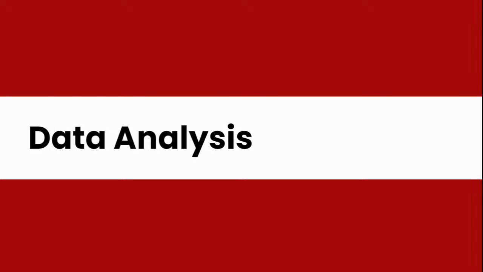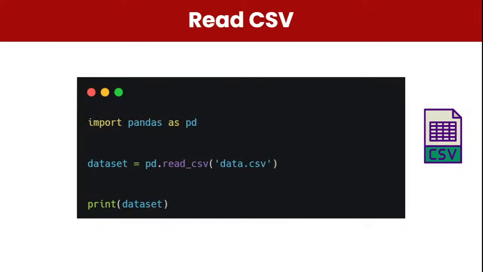First we start with some data analysis provided by pandas. The first step is to load your data. You can do this with pd.read_csv, an option for reading a CSV file. If you pass the path of your CSV file, your CSV data is loaded into the variable, which is the dataset.